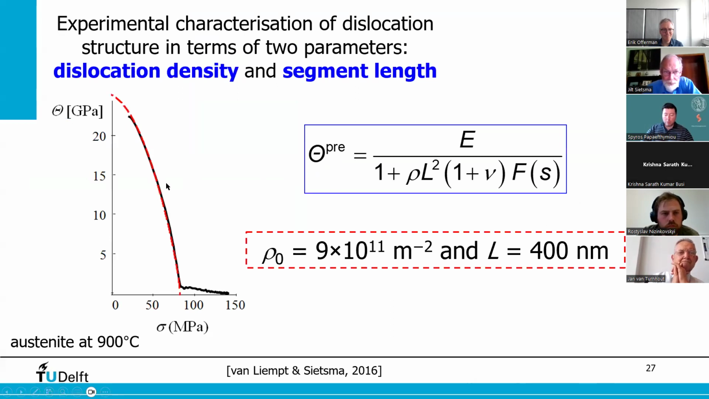So we applied it to this measurement that I showed before, and we get a very good fit with this equation with very reasonable values also. Not only is it enough to have a good fit, the values should also be of physical relevance, of course. So a dislocation density of 9 times 10 to the 11 per square meter and an average segment length of 400 nanometer seem quite reasonable values. And you see the fit is very, very good.